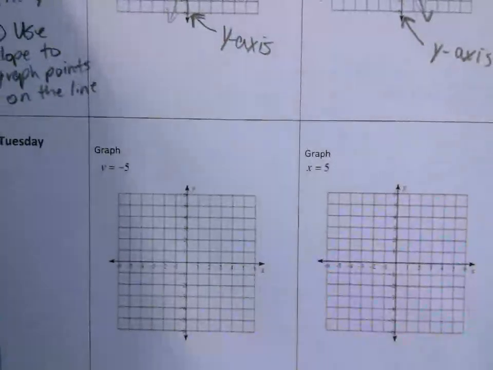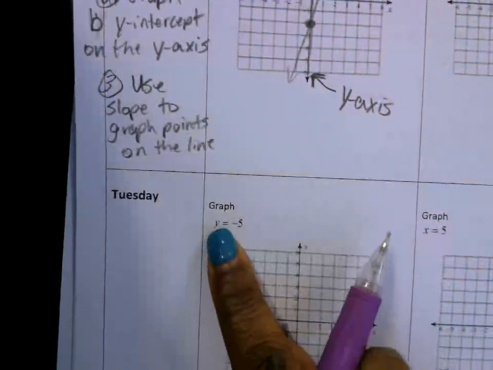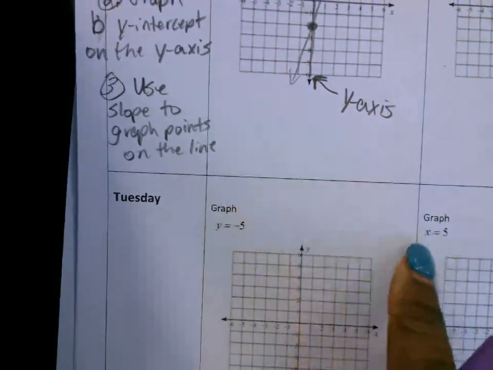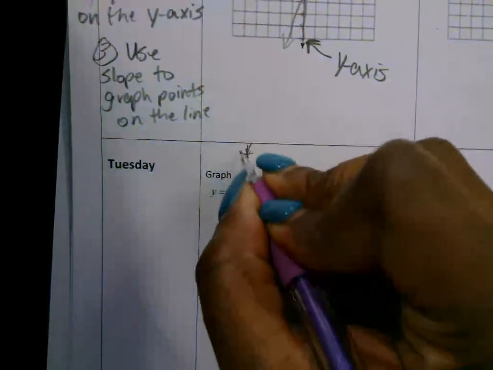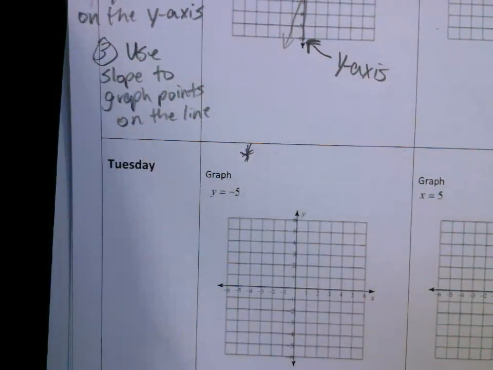All right, let's look at the warm-up. And pause for the call. Okay, so notice the equations here. You have y is equal to a single number and you have x is equal to a single number. When you have y is equal to a second number, the line is going to go through the y-axis.